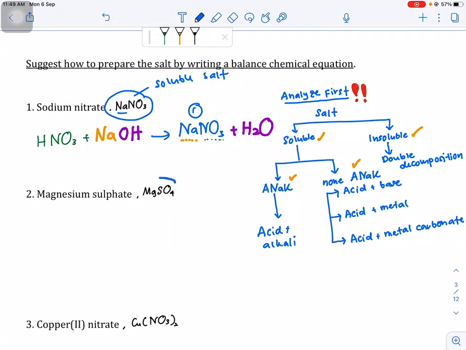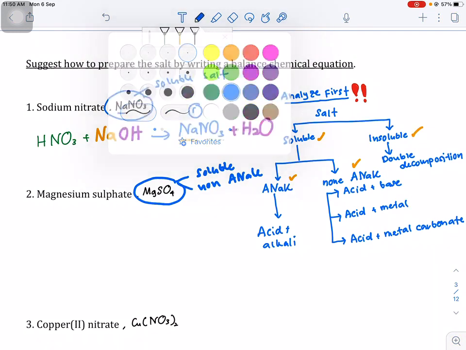Write down, do your analysis first. Magnesium sulfate is also a type of soluble salt, but non-anak, bukan anak. So bila bukan anak, we have three options: acid and base, acid and metal, or acid and metal carbonate. So write down the formula of the salt first.